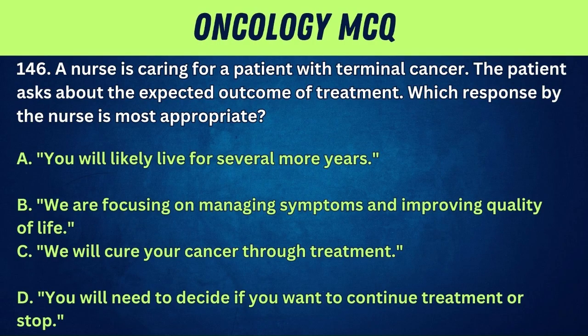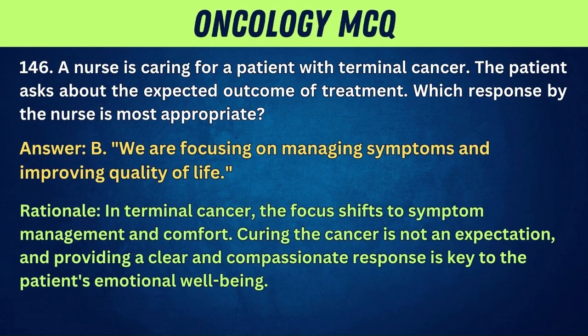The patient asks about the expected outcome of treatment. Which response by the nurse is most appropriate? A. You will likely live for several more years. B. We are focusing on managing symptoms and improving quality of life. C. We will cure your cancer through treatment. D. You will need to decide if you want to continue treatment or stop. Answer: B. We are focusing on managing symptoms and improving quality of life.